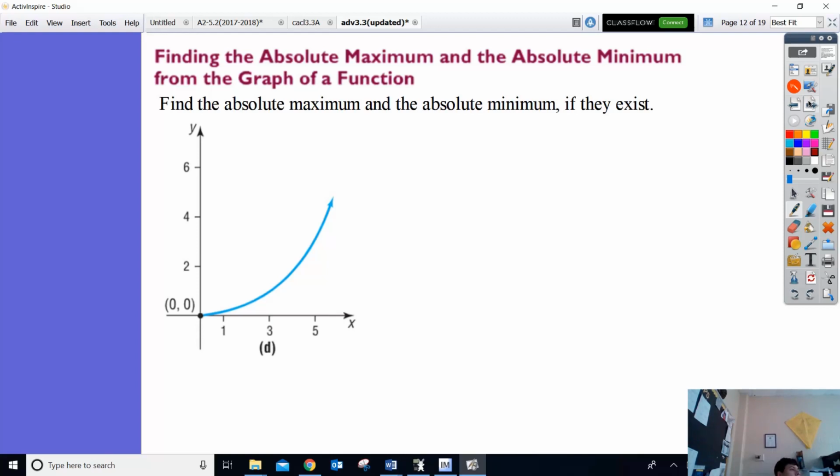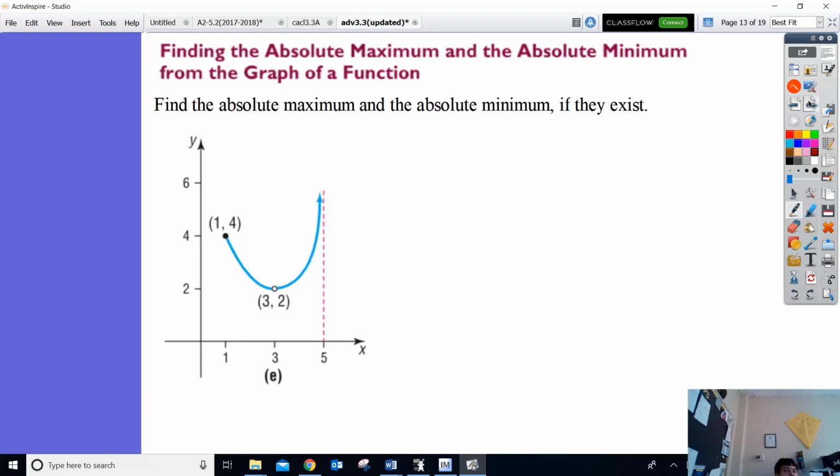Does it have an absolute minimum? What is the absolute minimum? 0. Where does it happen? When we ask the question about what the absolute max and absolute minimums are, we're asking about the value of y. You guys get that finally? That's what we're asking about. Values of y.